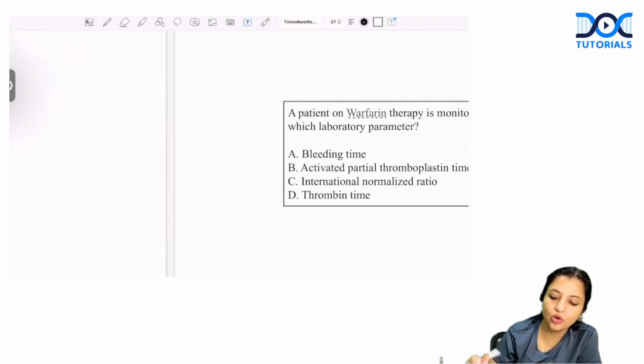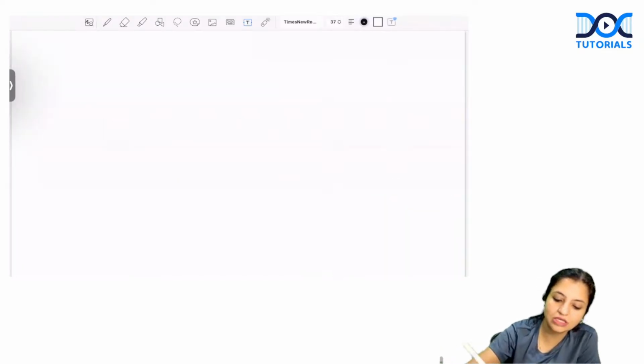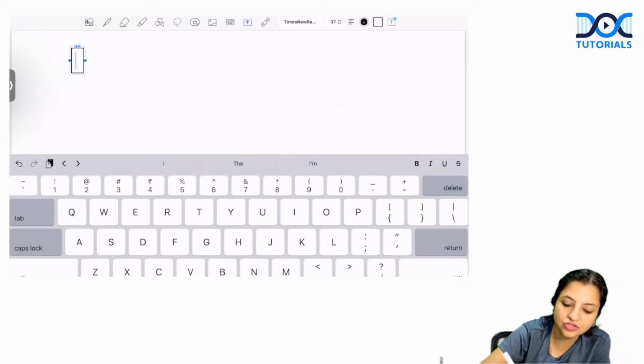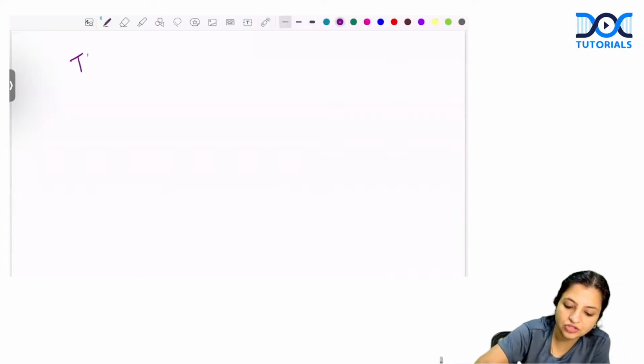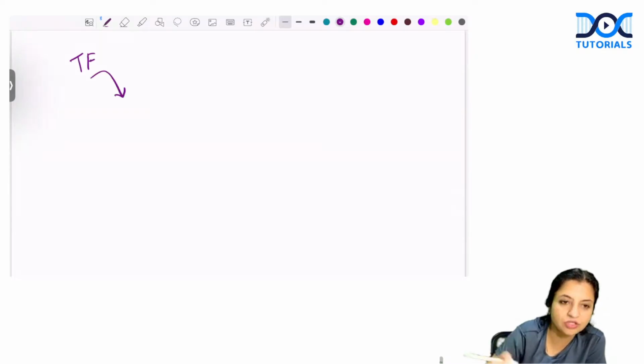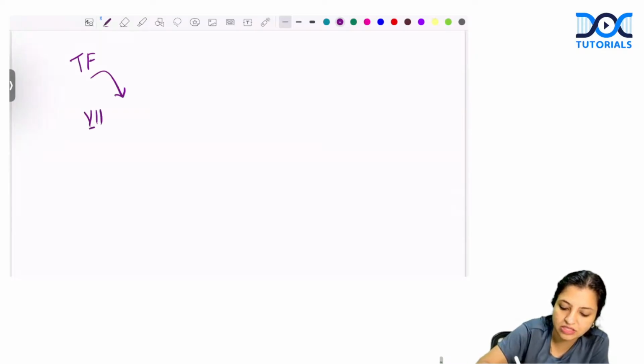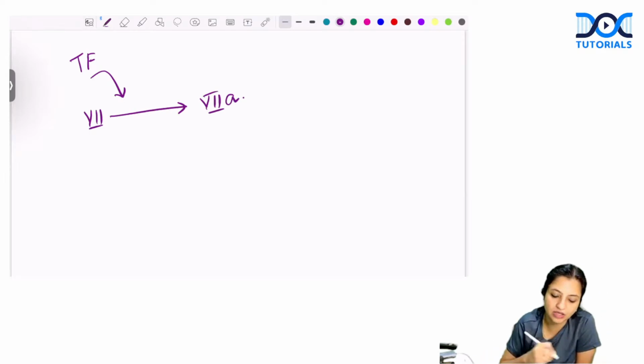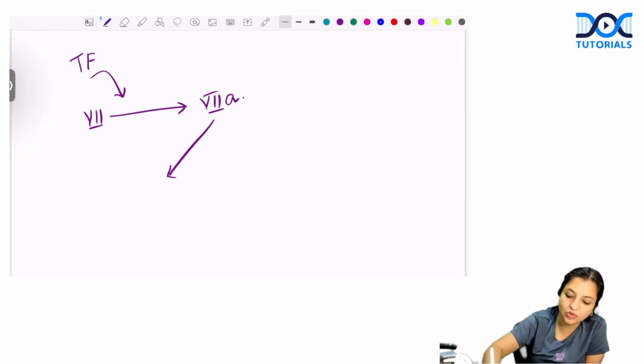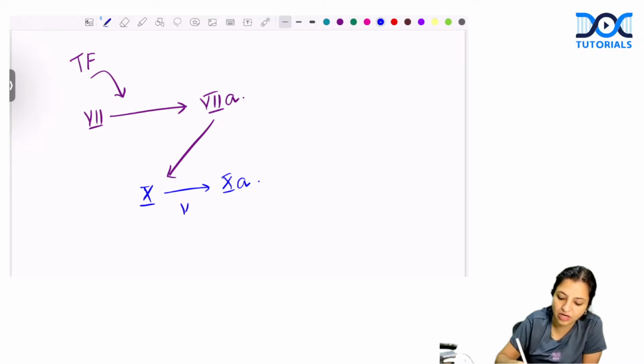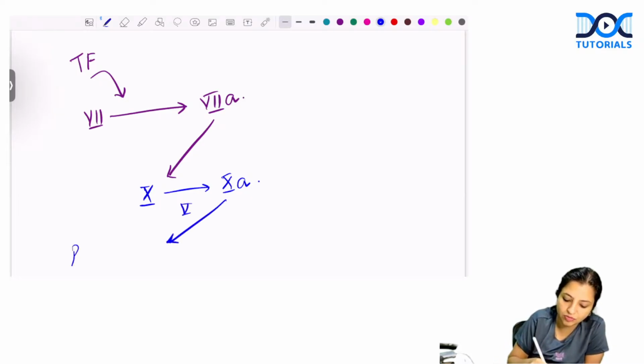Whenever the coagulation factors get activated, you have to understand that we have injured tissue, so damaged tissue factor comes out. This damaged tissue factor will change factor 7 into 7A. That activation occurs with the help of tissue factor. This 7A will activate factor 10 into 10A. Once 10 is activated into 10A, in the presence of factor 5, 10A will convert prothrombin to thrombin.